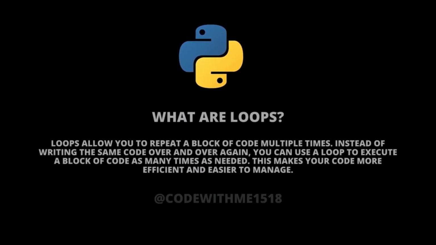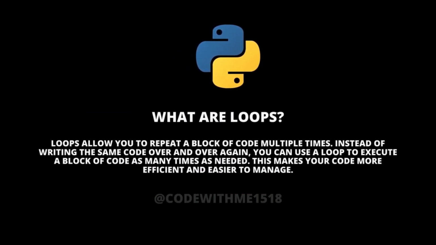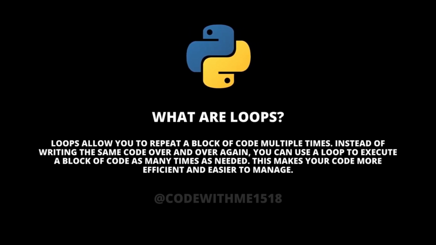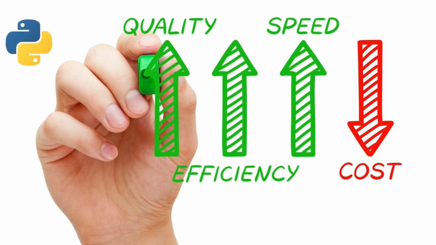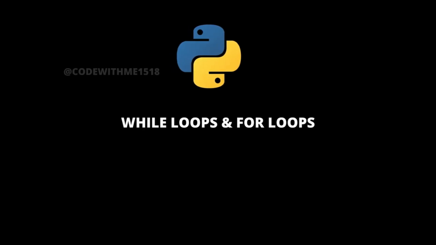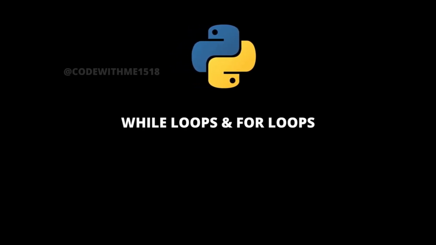And what are loops? Loops allow you to repeat a block of code multiple times. Instead of writing the same code over and over again, you can use a loop to execute a block of code as many times as needed. This makes your code more efficient and easier to manage. In Python, we have two main types of loops, while loops and for loops. Today, we are focusing on while loops.